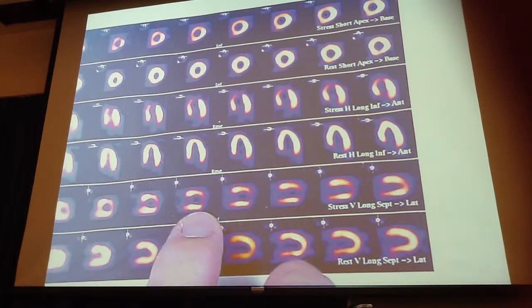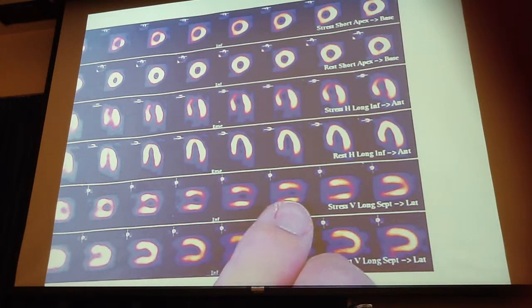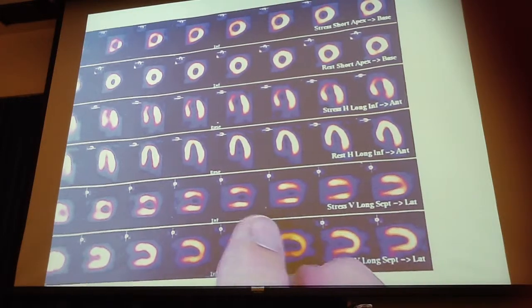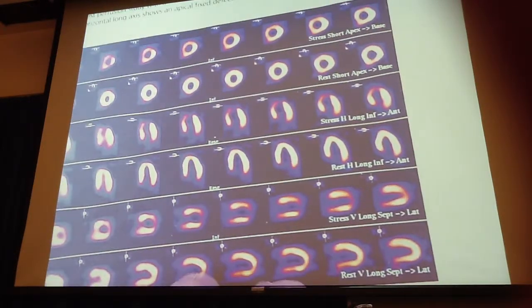Vertical long axis, same thing. Okay. Apex doesn't fill in. Now, which arteries would be involved in that? Because remember we talked about the coronary arteries, so which arteries would be in there?